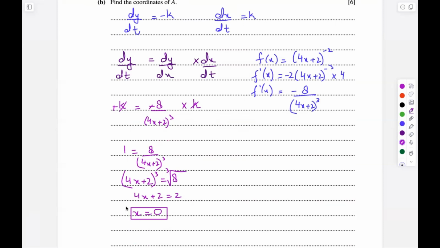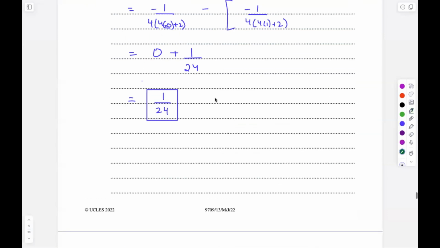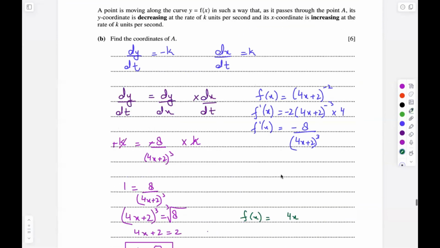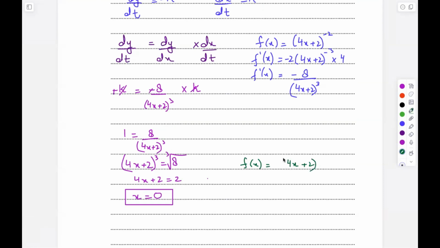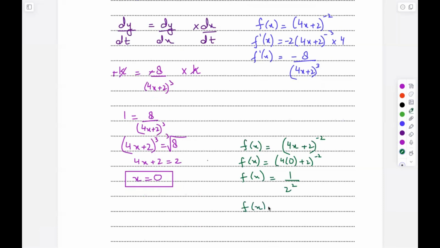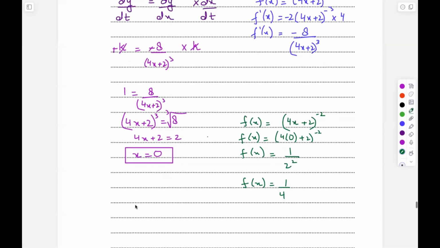Once we have the value of x, we can substitute it into the original function. The original function was f of x equals (4x plus 2) to the power minus 2. Substituting the value of x over here, we'll get (4 into 0 plus 2) to the power minus 2. 4 into 0 is 0, so f of x will be 2 to the power minus 2, which we can write as 1 upon 2 squared. So the value of f of x, or the y value, will be 1 upon 4. So the coordinates of A will be (0, 1/4).